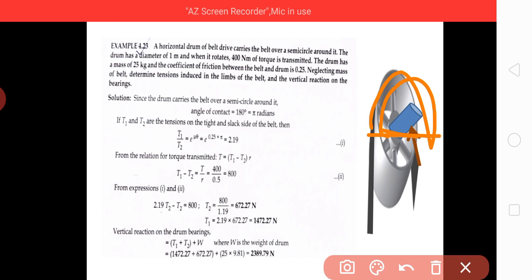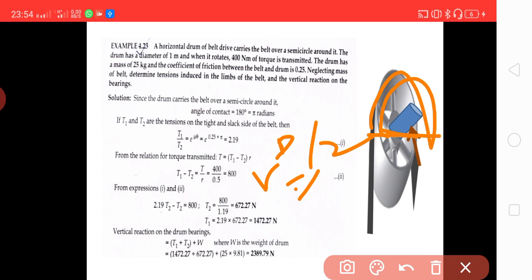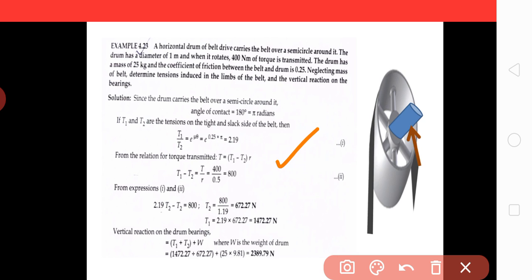From the relation for torque transmitted, T equals T1 minus T2 into R, where R is d by 2. R equals d by 2. So this is the torque transmitted. Then T1 minus T2 is equal to T upon R, that is 400 upon 0.5, that is 800.